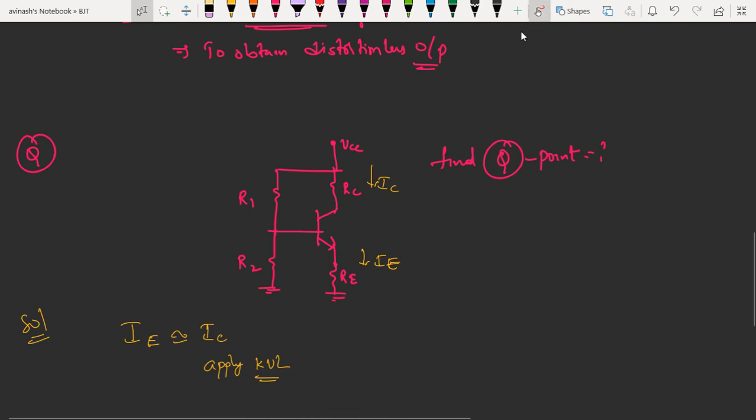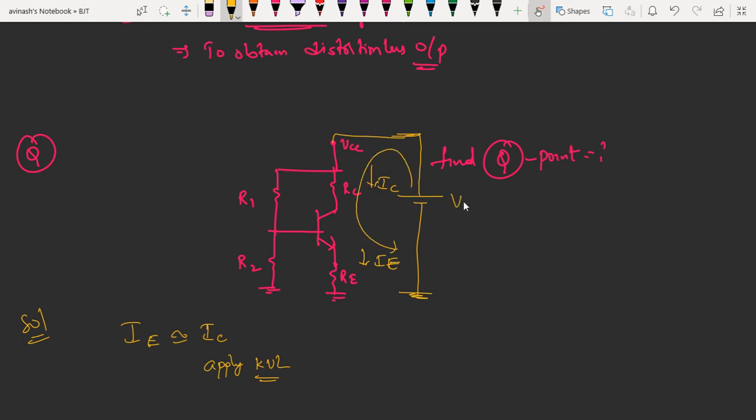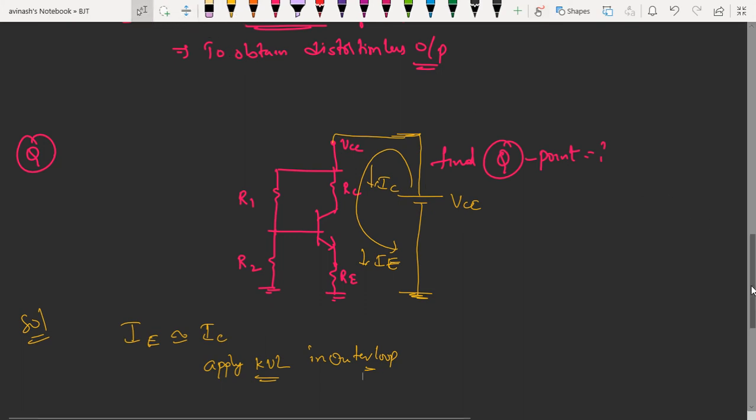Okay. If you observe this circuit, we can even draw this circuit. This will be plus and minus. Minus is connected to ground. So in this way we can apply KVL here. So this is nothing but VCC. So apply KVL in the outer loop. Why outer loop? We have to find the value of IC, no? So for that reason we have to apply KVL in the outer loop.